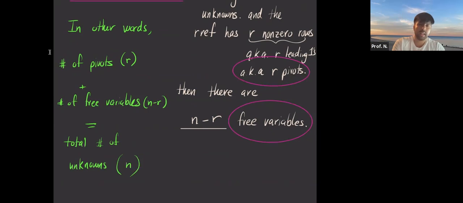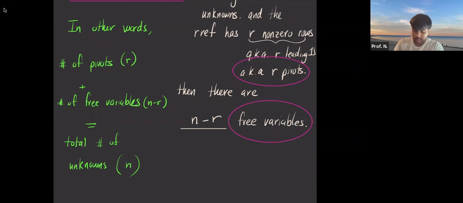And we kind of get that, right? If you have 2 pivots in a 3x3 system, then there's 1 free variable. Like we had the 2 equations, right? We had 4 variables. We had 2 pivots, then we had 2 free variables. So there's a direct relationship between the number of pivots and the number of free variables.